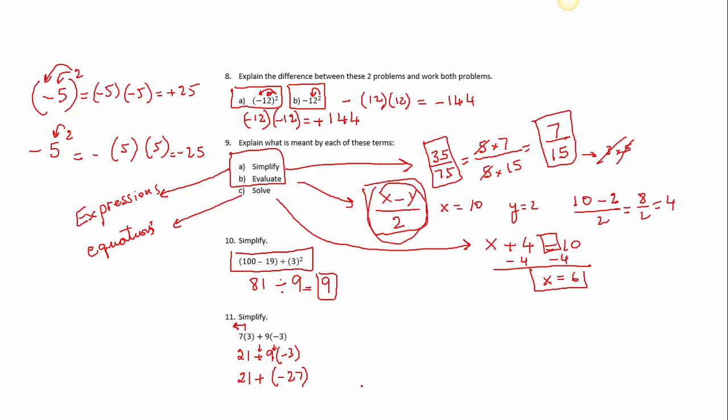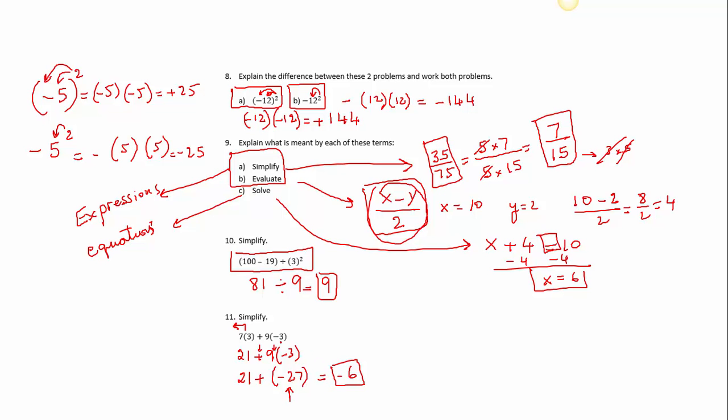So now all we have is addition. But notice we have opposite signs, therefore we need to subtract. 27 minus 21 is 6. But 27 is more negative. That's why the final answer is negative 6.